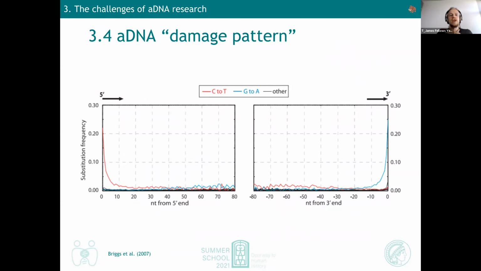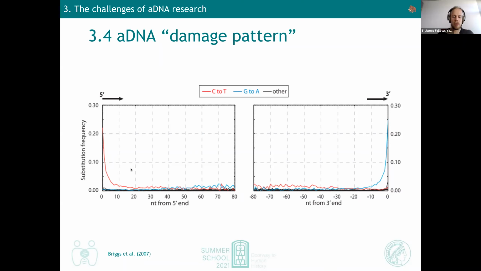And so when you actually look along the molecules, what you see is an increase in frequency of these miscoding lesions at the end of molecules. So here on one strand, the 5' strand, you see the red line, which corresponds to the C to T transitions, or lesions, I should say, is much more elevated right at the beginning of the DNA molecule. And conversely, on the other strand, because of this complementary base pairing, we see this increase in G to A.